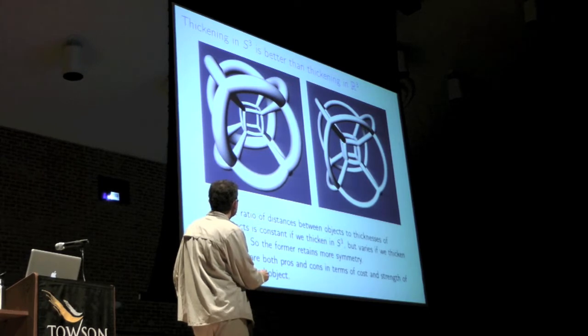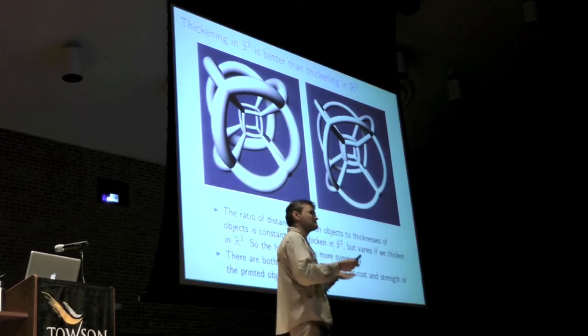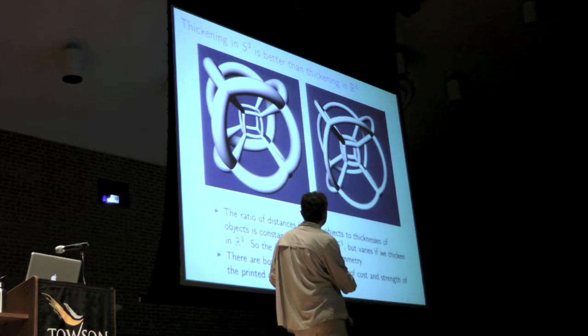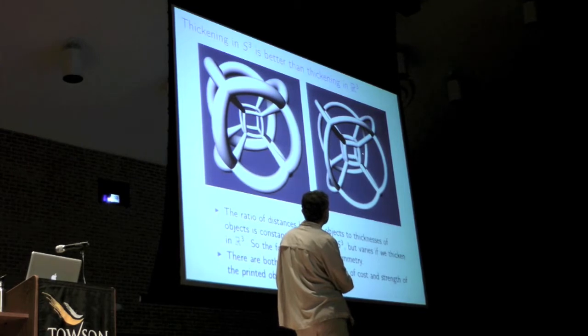So that's what I'm saying down here. This is supposed to be a symmetric picture. If I was really in S3, then this square face here would really be the same as this square face here. But here there's a big difference between the thickness of this line and the distance across this square.